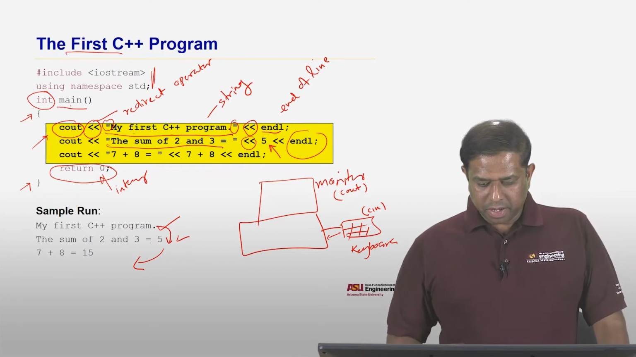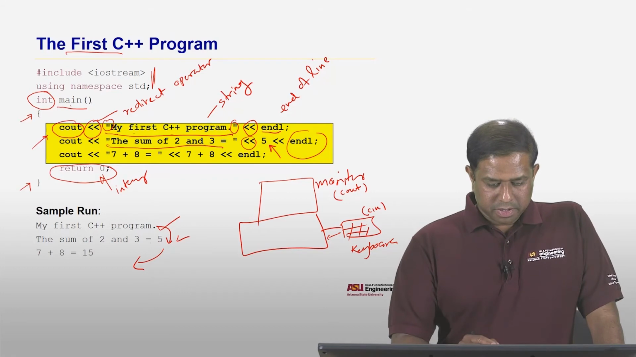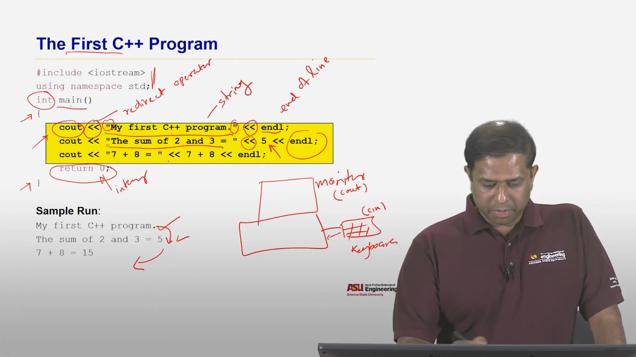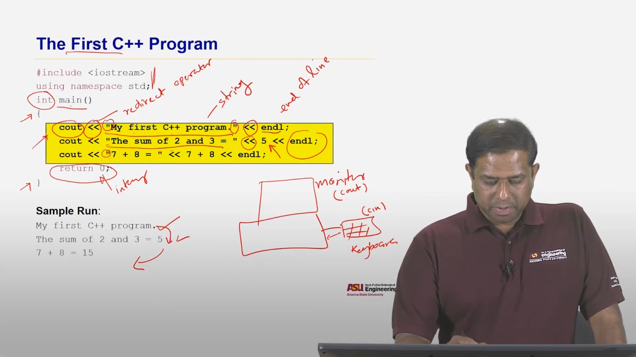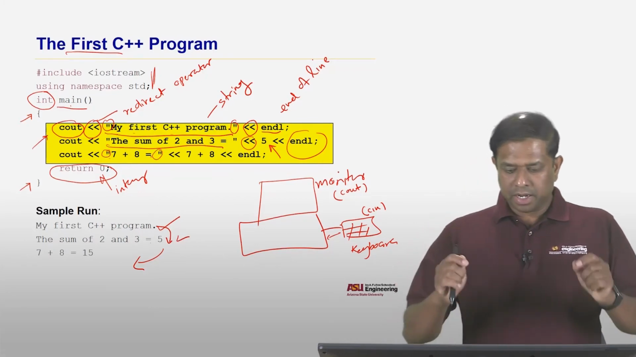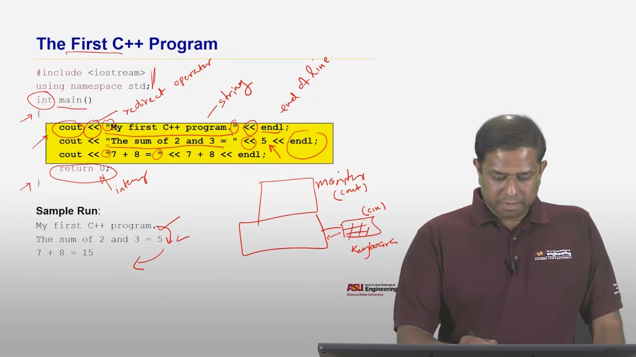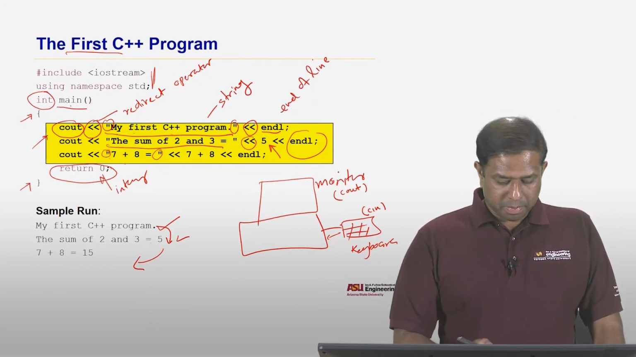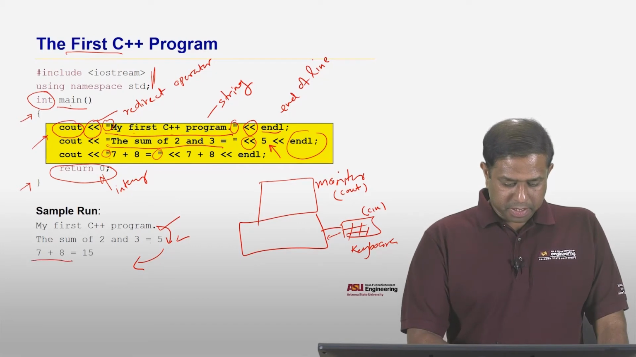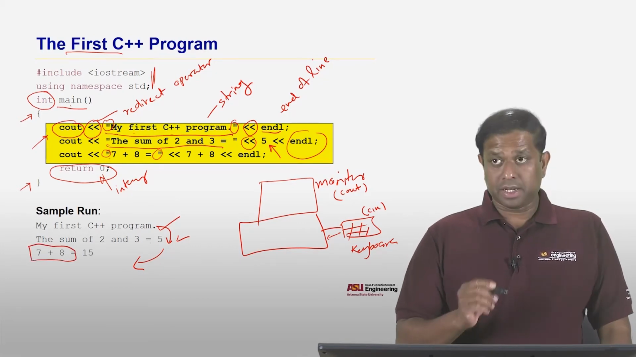Now in the next line, we have quite interesting stuff. We have a string to begin with, so 7 plus 8 equals. Since 7 plus 8 equals is inside the double quotes, this is considered as a string. So therefore this arithmetic operation will not be performed. So then we'll be pretty much displaying this whole thing as it is.